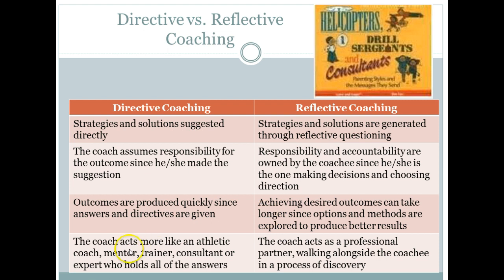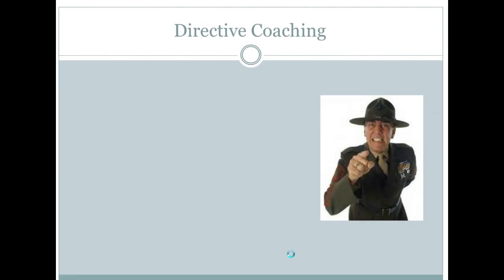In the directive coaching, the coach is acting more like an athletic coach, a mentor or trainer, or an expert who holds all of the answers, whereas over here in reflective coaching, you're acting more like a professional partner and walking along the coachee in a process of discovery.